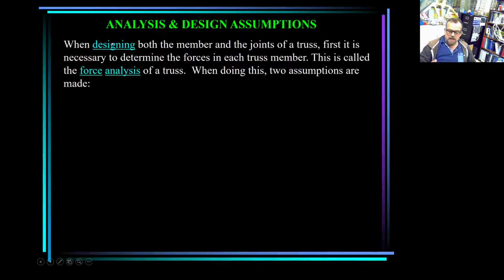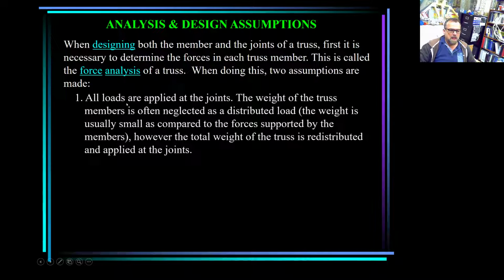Now, there are certain assumptions and rules that have to hold in order for a truss to behave like a truss. I always say you can see something and swear it's a truss. It can taste like a truss. You can be 100% certain that it's a truss, but it's not a truss, because for a truss to behave like a truss, these assumptions and rules have to be kept. The first rule is this: all loads are applied at the joints.